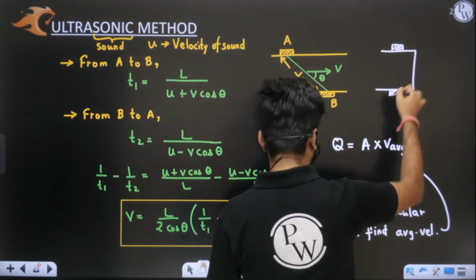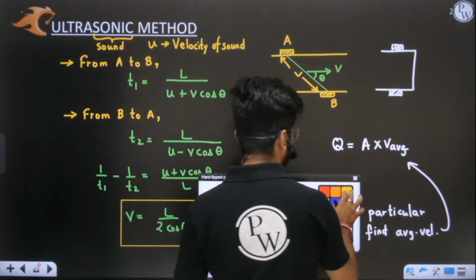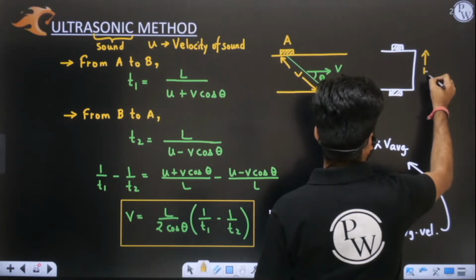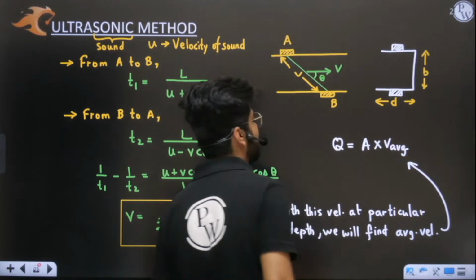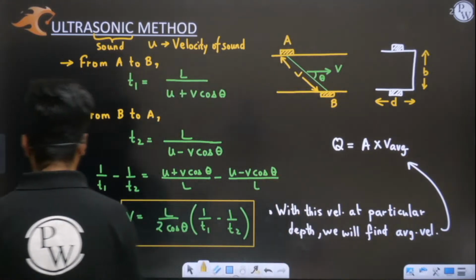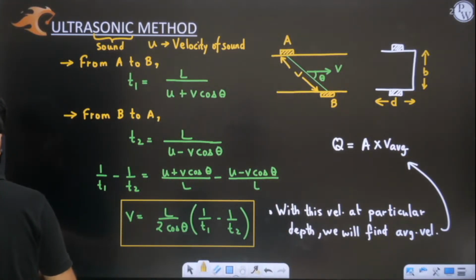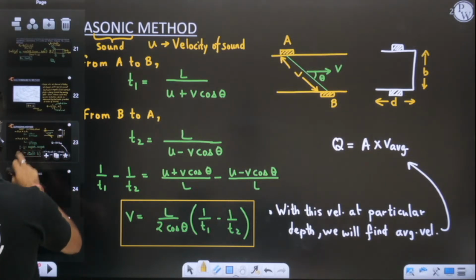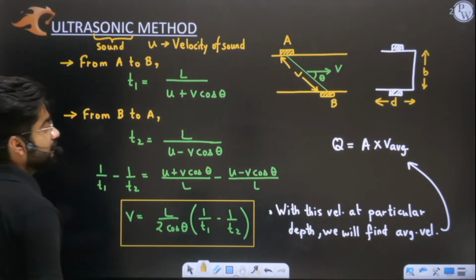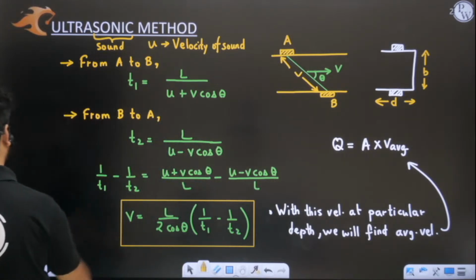You can find the area of this rectangular cross section using B into D. Let us say this is your width B and this is your depth D. So B into D will give you the area, and with the help of this you will find your discharge. I hope this is clear. So this is your ultrasonic method.